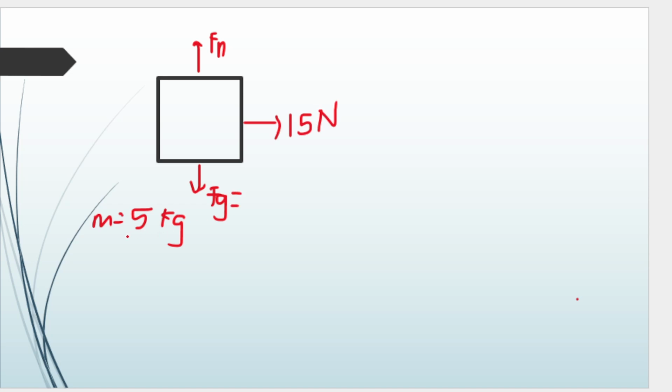So if your mass is 5, FG is 5 times 9.8. We have 49, right? Then we have 49 for the normal force. Okay. So since these balance each other out, our F net is also 15.